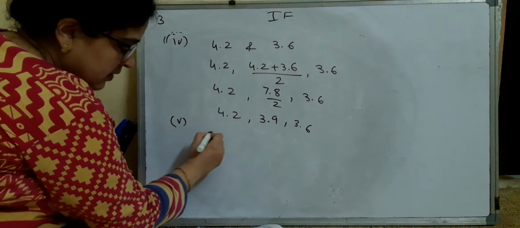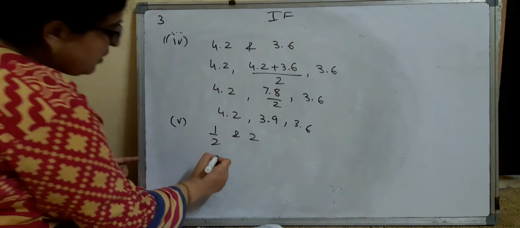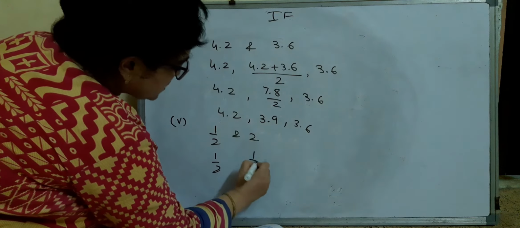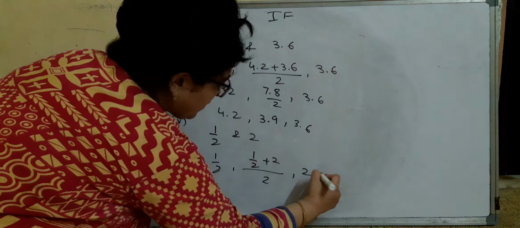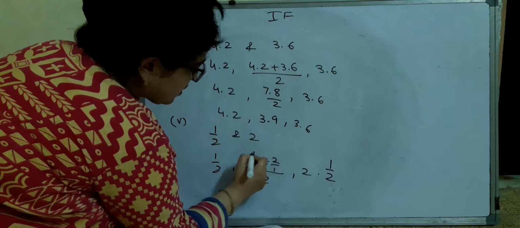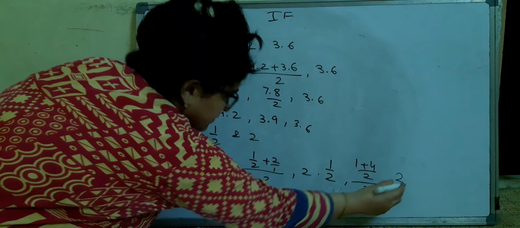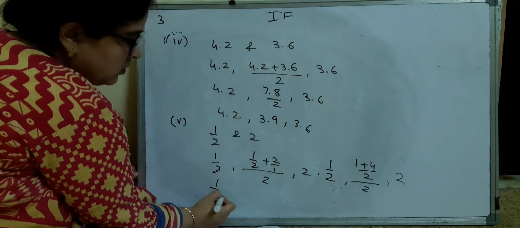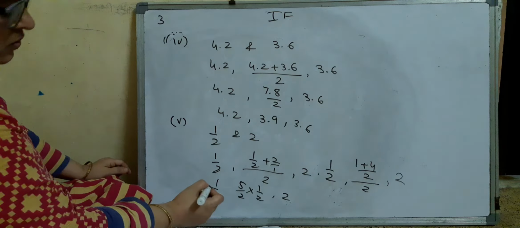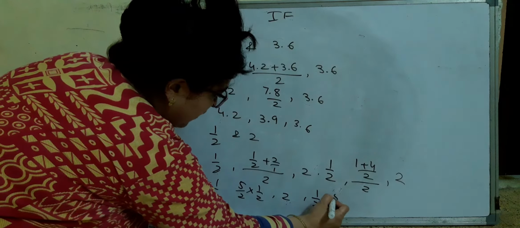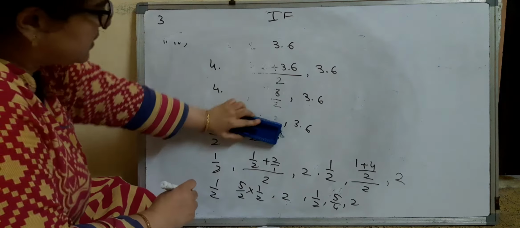Fifth, 1 upon 2 and 2. Now in this, first of all, 1 upon 2 plus 2 upon 2. Here 1 upon 2 plus 4 upon 2, divided by 2. So 5 upon 2 into 1 upon 2. The answer is 5 upon 4, between 1 upon 2 and 2. So 5 upon 4 is the rational number. Insert it.